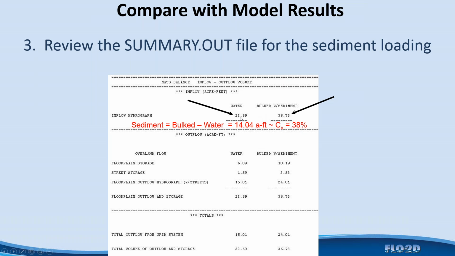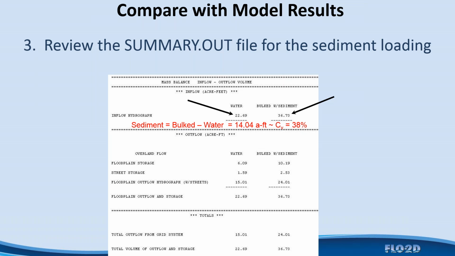So the difference between these two, subtract the water from the bulked sediment or total volume, and you get the sediment volume from it. So if the difference is 14 acre-feet, you divide the 14 acre-feet by the total, and the average concentration in this case is around 38%, which would clearly indicate to you that you have an opportunity to have a mud flow or a mud flow frontal wave.